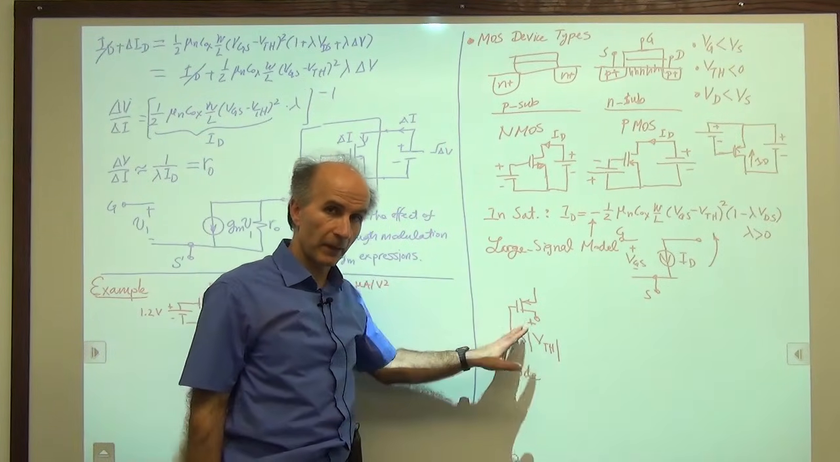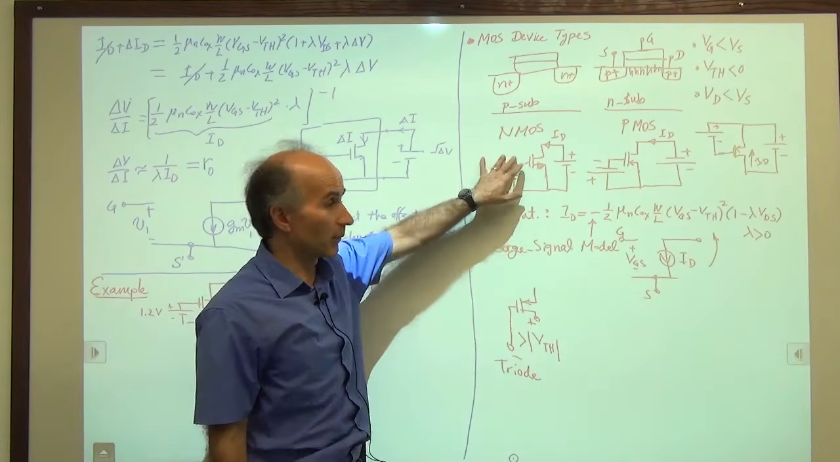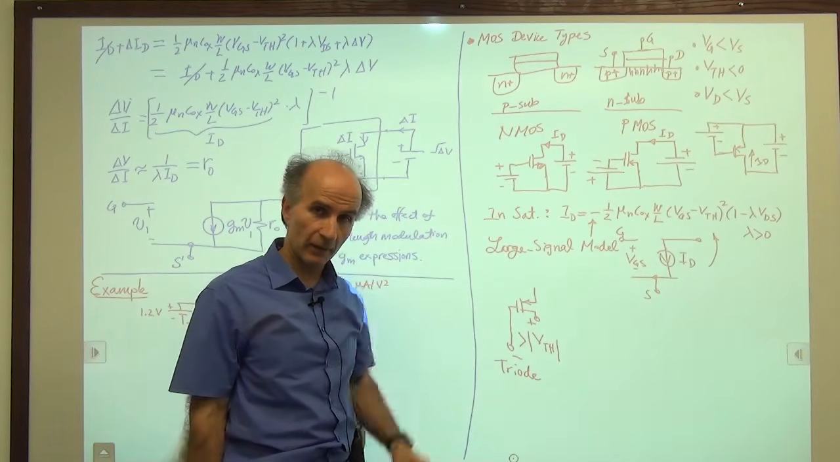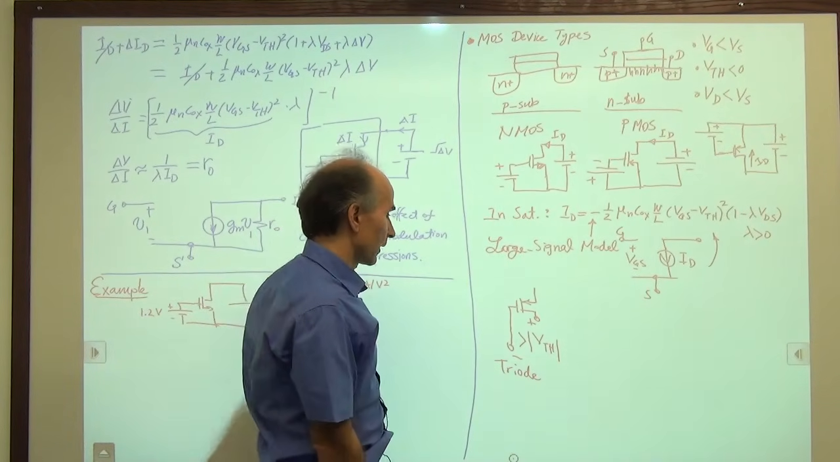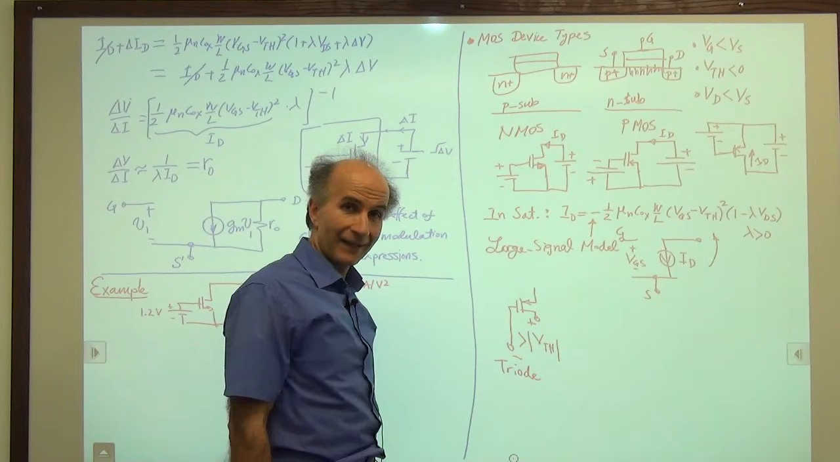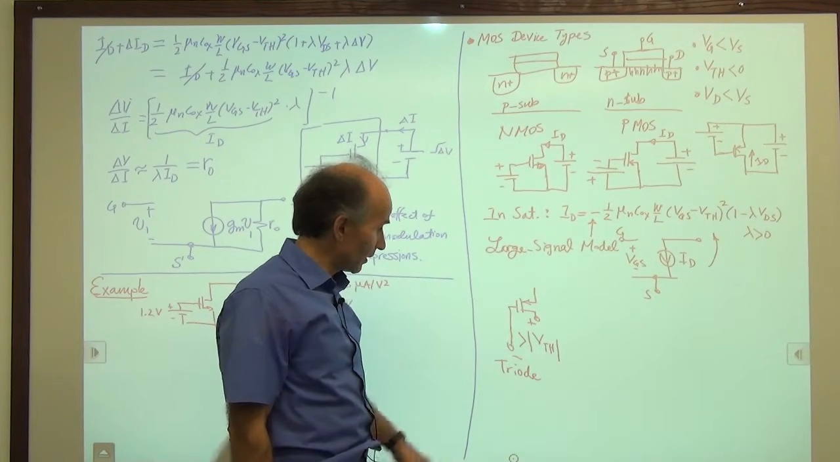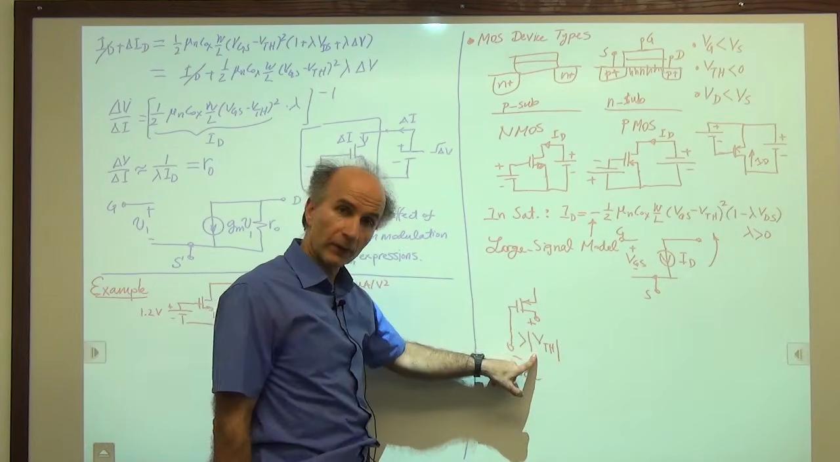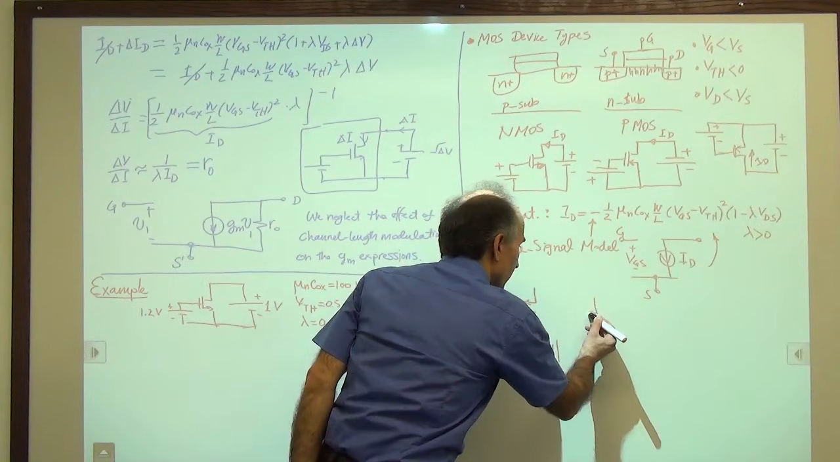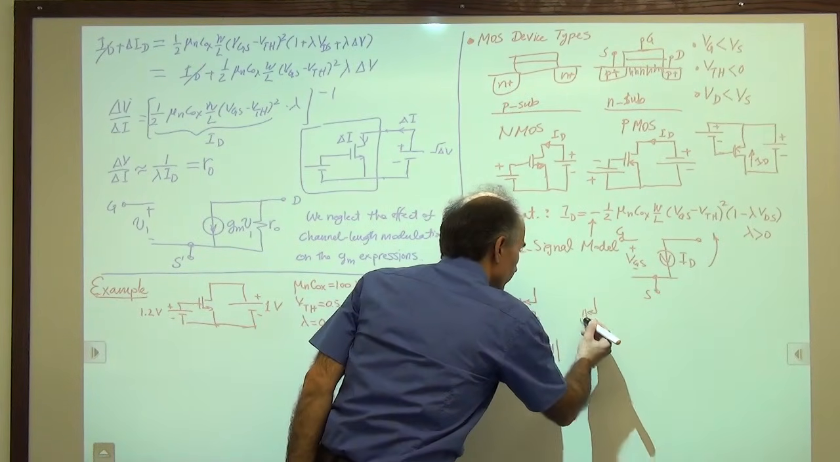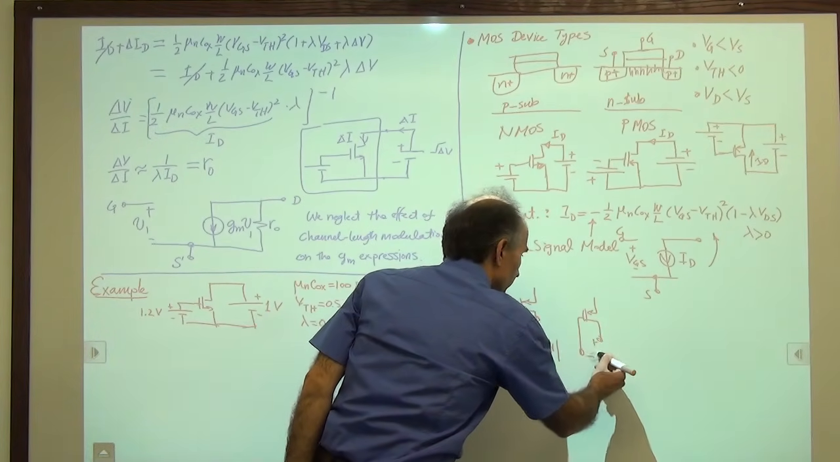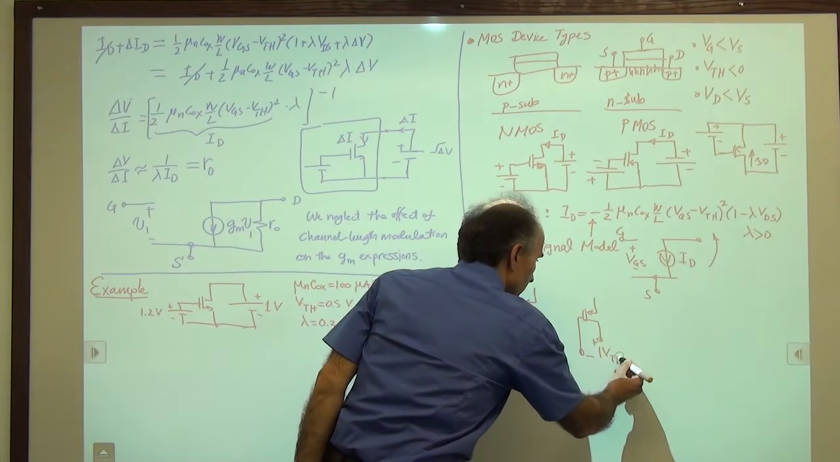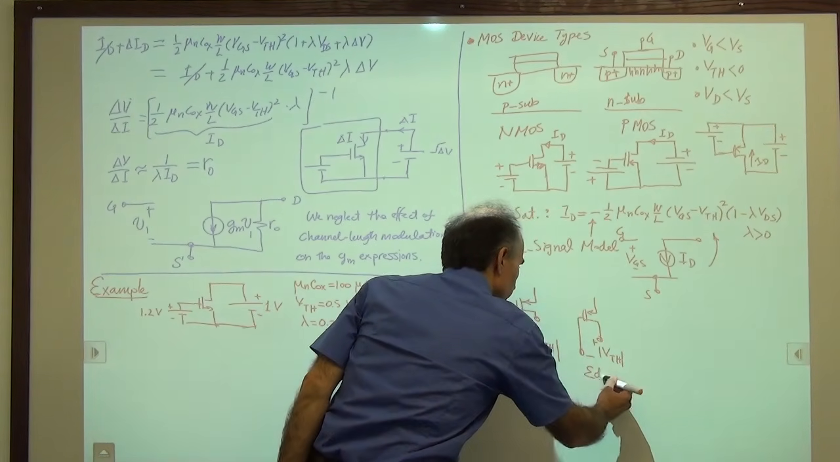I invite you to compare this with what we had for NMOS devices and see the similarities and the differences. When does the device reach the edge of triode region and saturation? Well, when this difference is exactly one threshold. So when the difference between these two is one threshold, then we are at the edge.